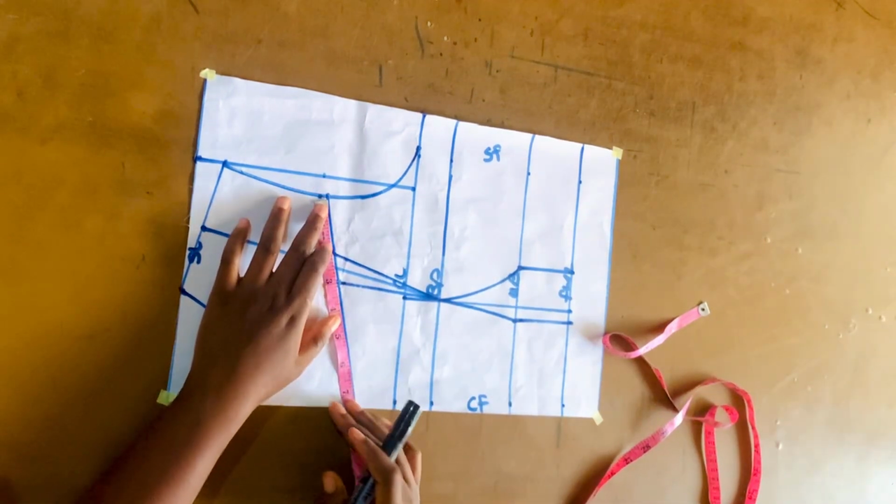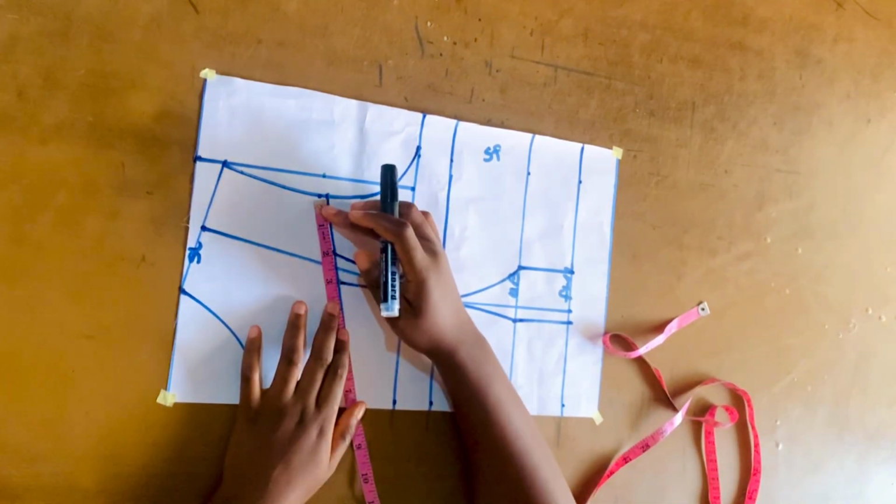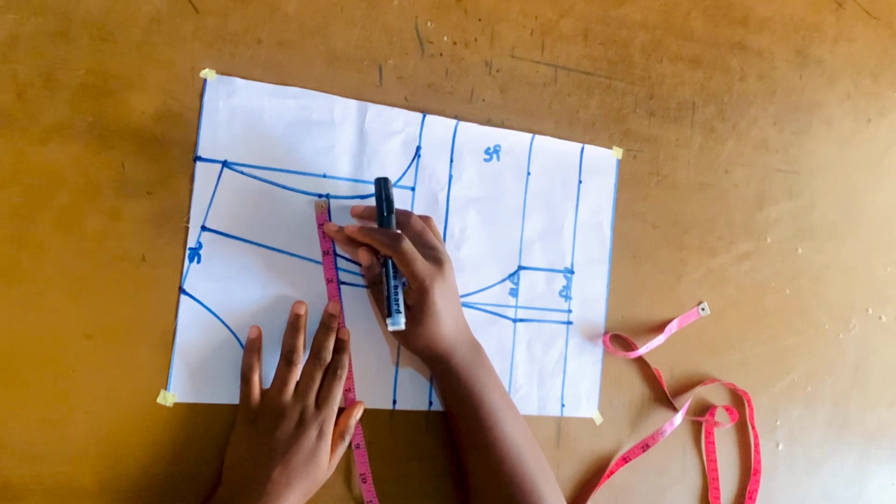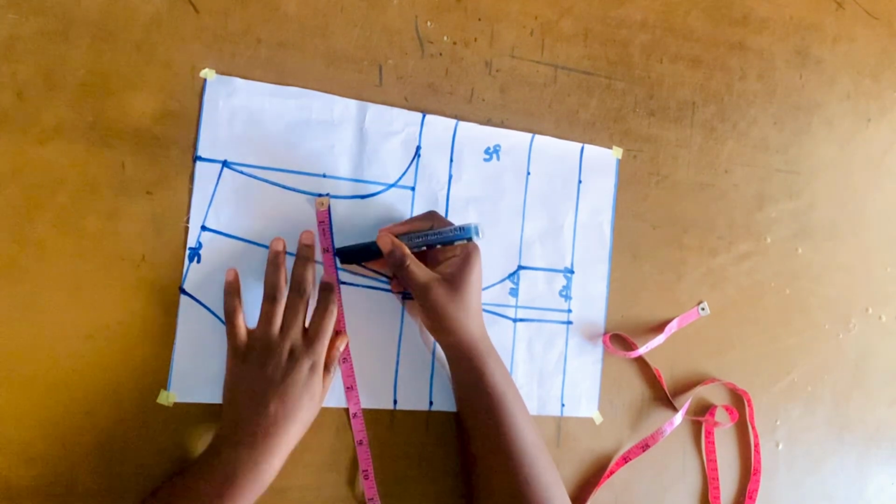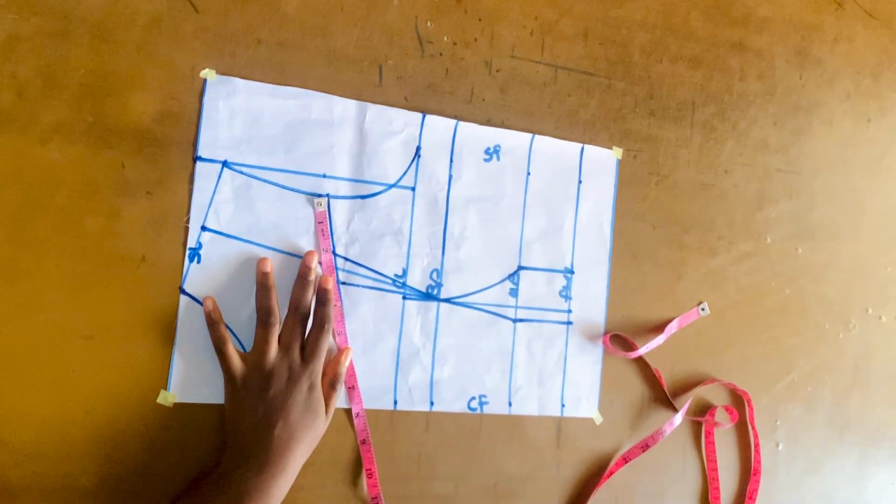Now for the Queen Anne's neckline, you can measure out how you want it to be, how wide you want it to be. So for mine, I'm going to make it 2 inches, which is I'm going to just leave it on that leg like that.